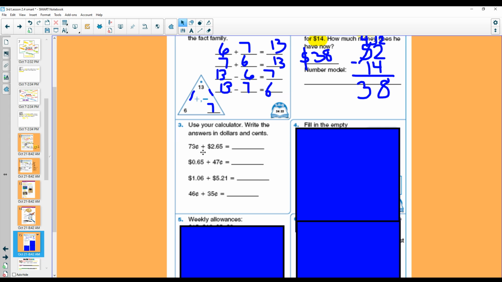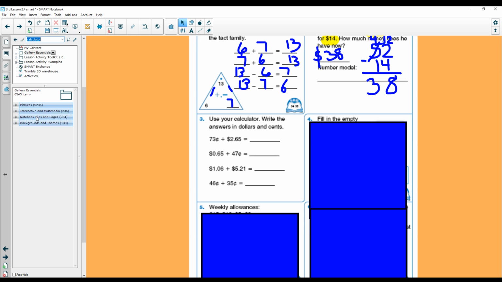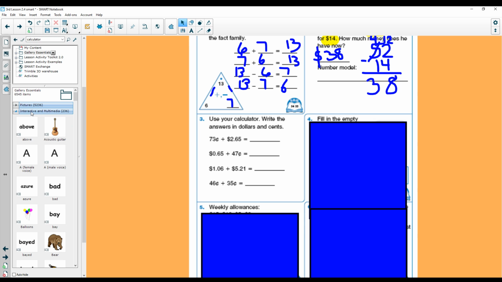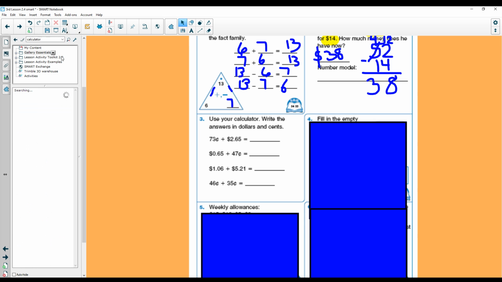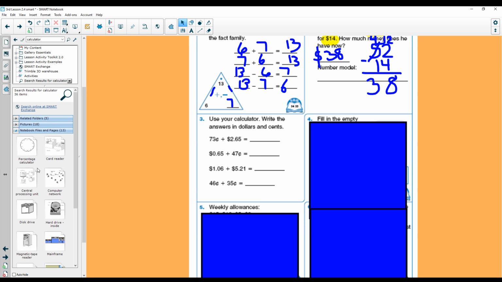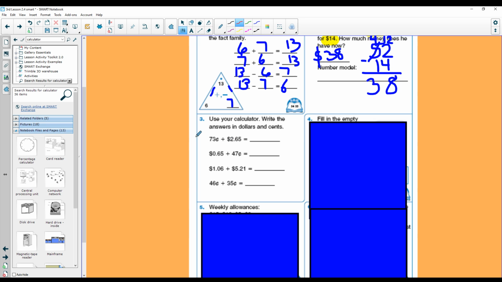Number 3 asks us to use a calculator. Let's see if I can find a calculator for us to use. Not here. Let's come back to this one because I really want you to use a calculator. Okay, well, I guess we can do it now. Let's do it now. I'm indecisive.